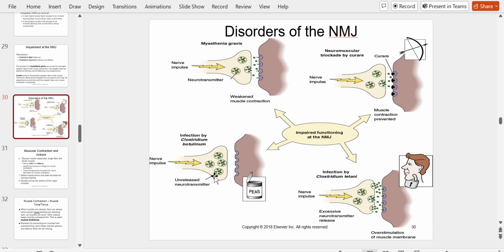Here's your botulism, where the message doesn't get through at all. And again, there's your P's. If you see a bloated can or if it goes psh, throw it in the bin. Here's your curare disease. And then here's your tetanus, lockjaw. Overstimulation here, where the muscle in the jaw will not stop contracting.